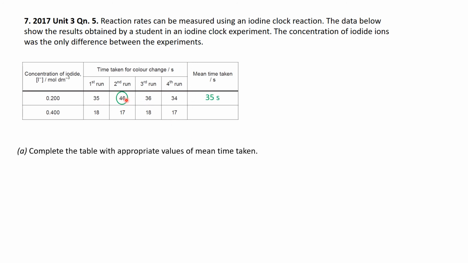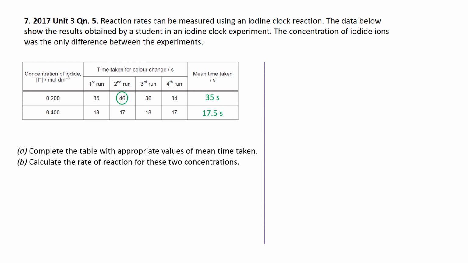35. We're dumping out 46 because you go 35, 46, 36, 34. 46 is the anomalous value. Personally, I would have run this experiment quite a few more times to make sure I'm correct in dumping that, but under the A-level rules, dump that one because it is definitely not concordant, which is a horrible word, with the other values. No such problem here, 18, 17, 18, 17, giving an average of 17.5 seconds.